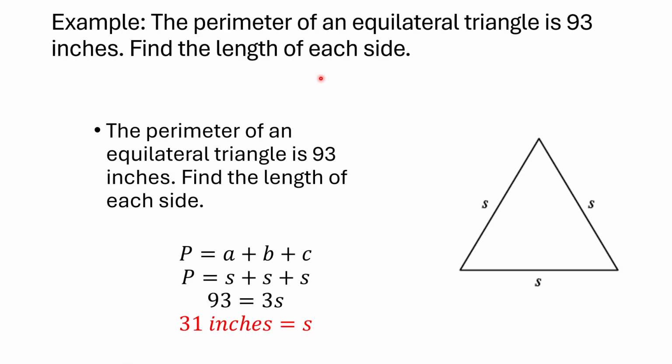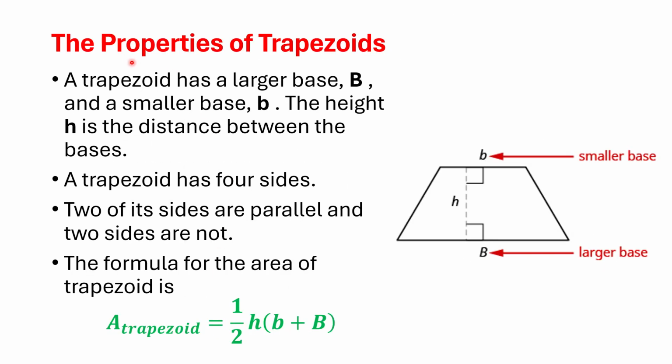Okay, so that's our equilateral triangle. Now let's move on to the properties of a trapezoid. The trapezoid has a larger base, B. In this illustration, we have here the larger base, capital B, and a smaller base, small letter b. Then the height h, the broken line, is the distance between the two bases.